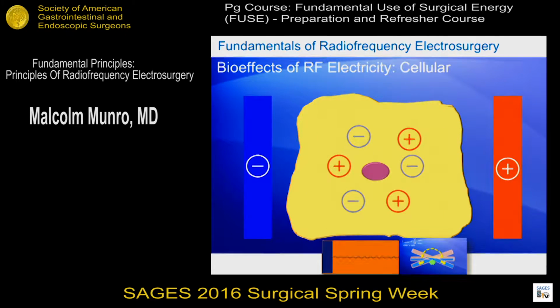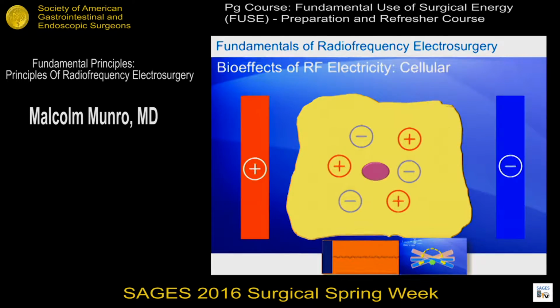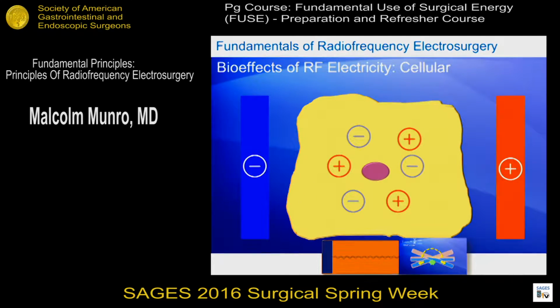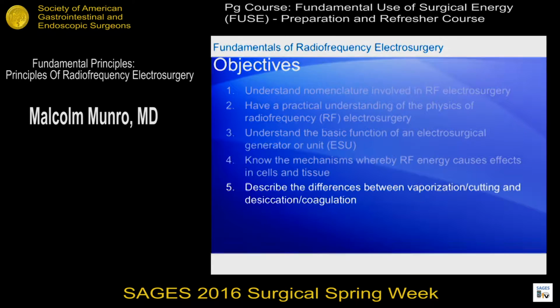There it is. So they go back and forth, back and forth, back and forth. So what happens when they're going back and forth? We get a conversion of this radio frequency energy to kinetic energy, and all those molecules start bumping into each other, and the first thing we start getting is an elevation in intracellular temperature. Okay? So that's fundamentally how this starts.